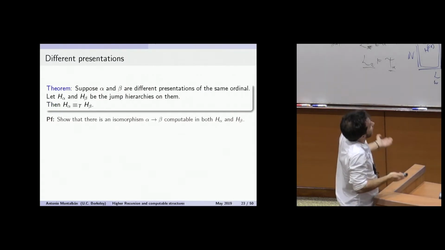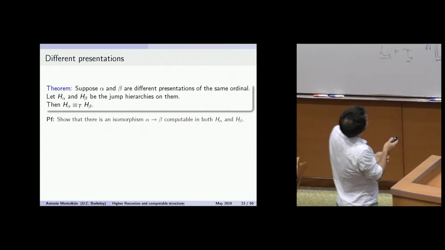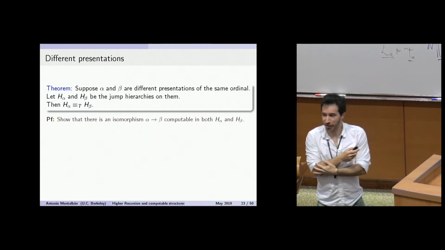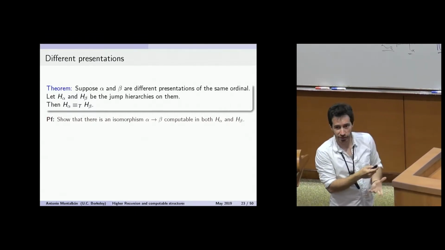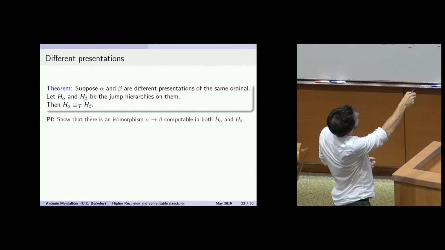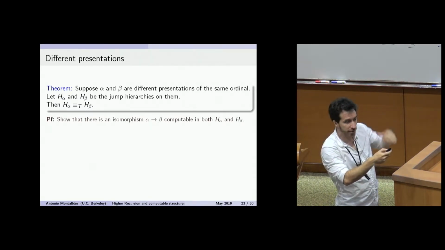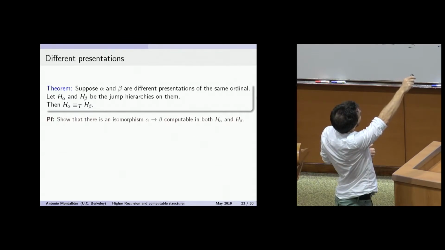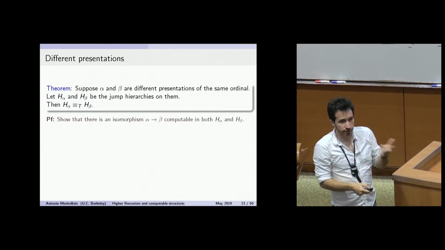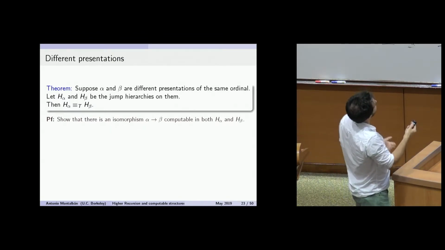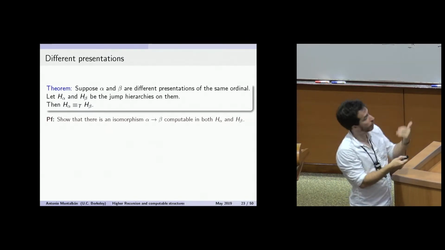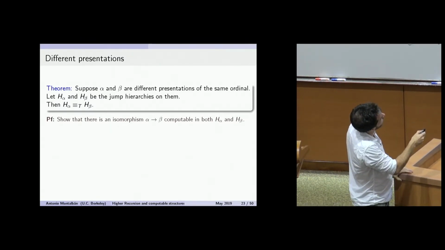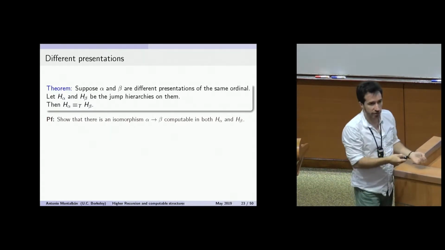What you get, luckily, is the same Turing degree. I can prove that you get the same one, but it's not obvious. So if alpha and beta are different presentations of the same ordinal, maybe very different and with a very difficult isomorphism to find, and you have jump hierarchies on them, then they are Turing equivalent. The reason is that even though it might be very hard to compute how to go from alpha to beta, you can compute an isomorphism from alpha to beta that is computable in H to the alpha.